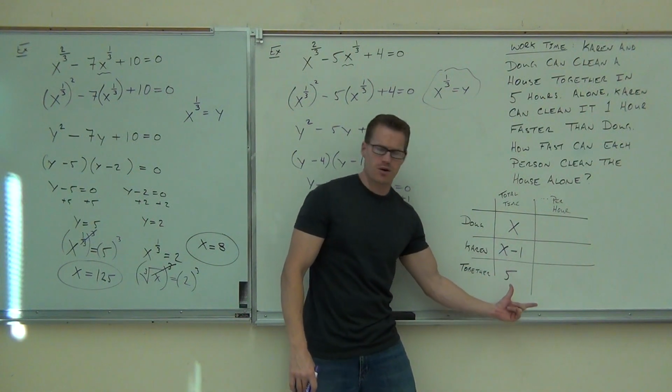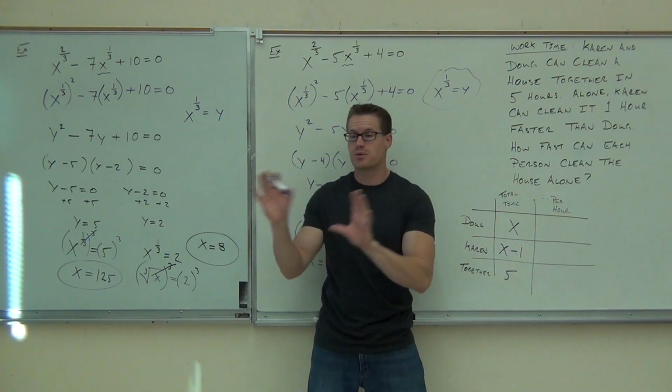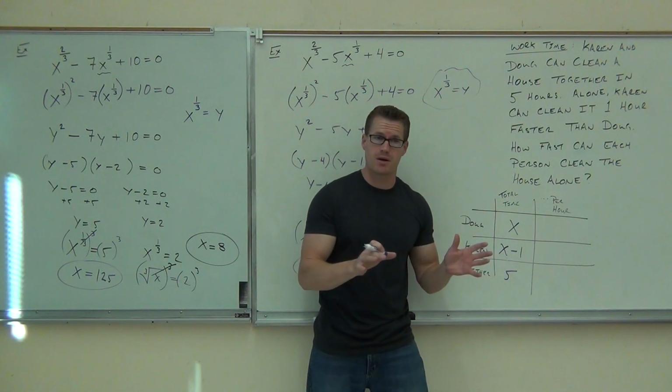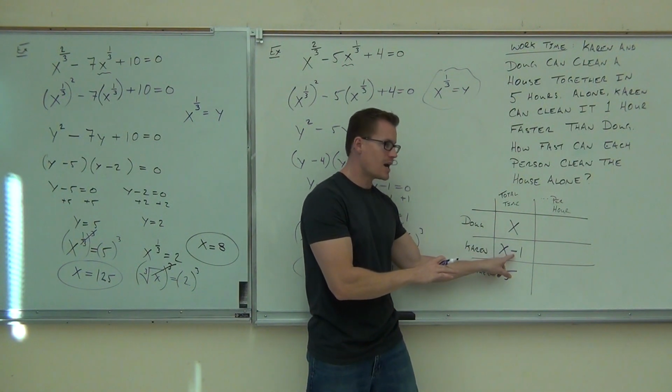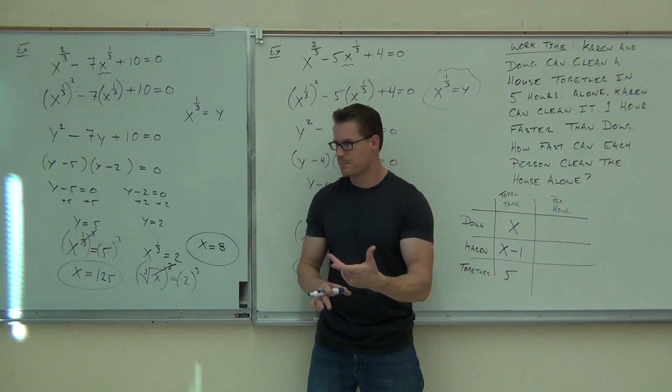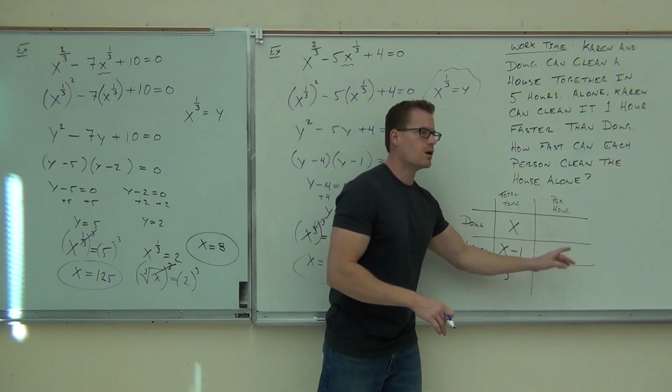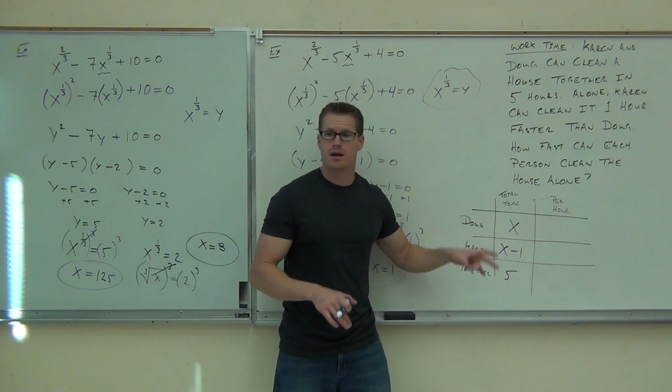They're cleaning together in 5 hours. One of them's X. One of them's either X plus one or X minus one. It honestly doesn't matter. You just have to set up the problem appropriately. Are you with me on that? If you had chosen this to be X, Doug would be X plus one. Okay. Now, the per hour. This is the amount of the job they can get done per hour.